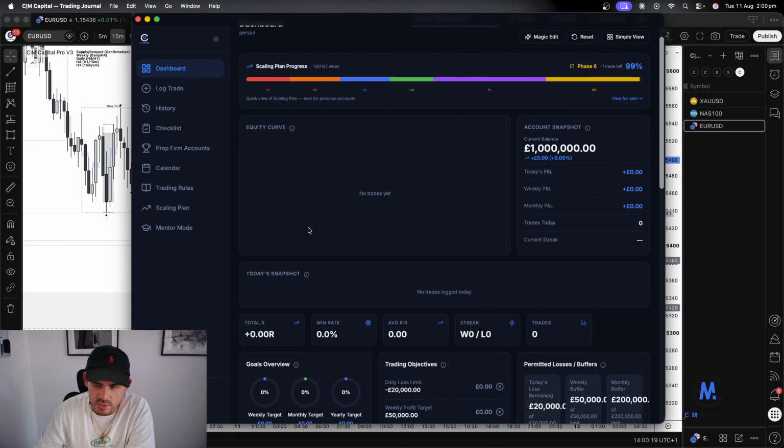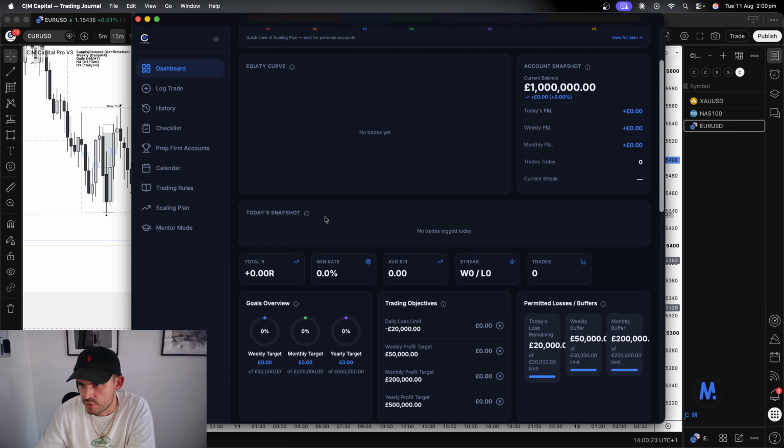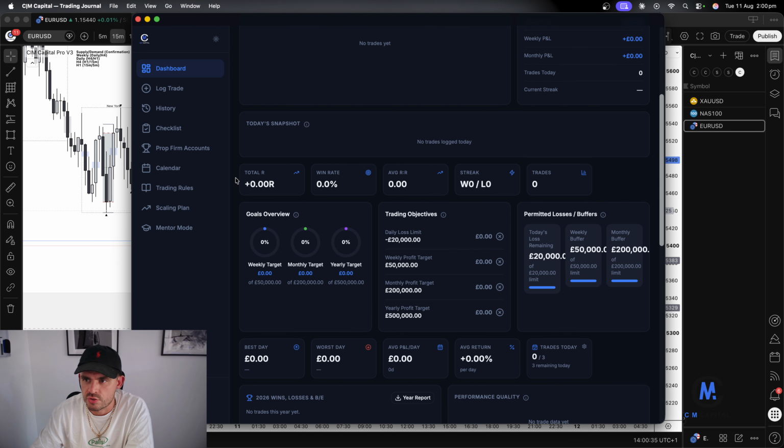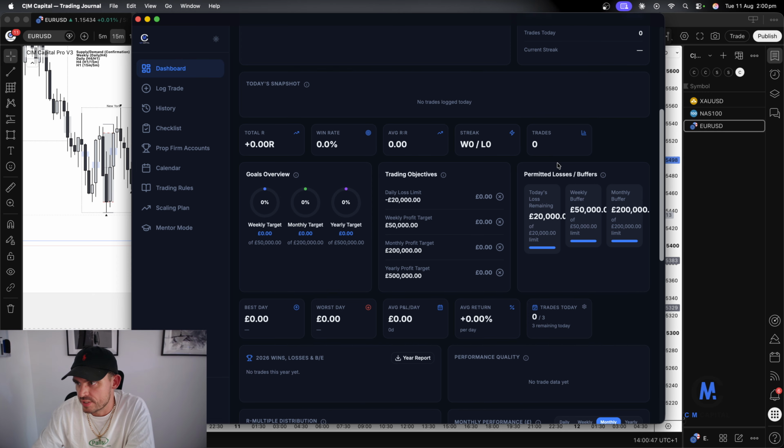typical stuff. The equity curve will come up. We will apply a trade soon. Today's snapshot: as you're trading throughout the day, when we place a trade, you'll see this pop up and it will show you your daily progress. Then you've got all your basic cards, so your total R, your win rate, your winning streak or your loss streak, so it will keep track of that. Sometimes you don't want to see that, but it's good to know. And how many trades you've taken overall on this account.